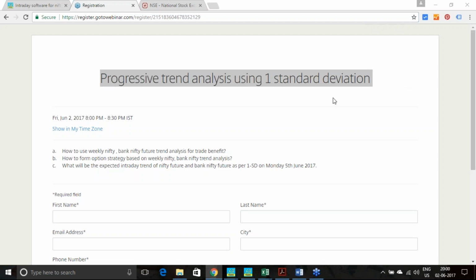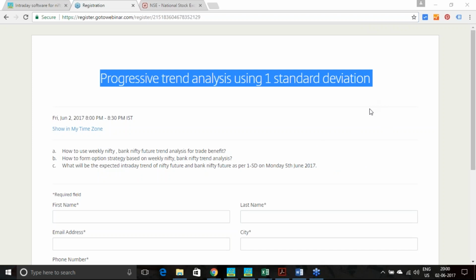Using one standard deviation. And in this particular event, I will be discussing various facets of the one standard deviation analysis. I will start with the trend analysis and its benefits, and how you can form option strategies based on this particular analysis. And third, I will take you through how you can estimate the most probable trend for Monday using this one standard deviation concept.